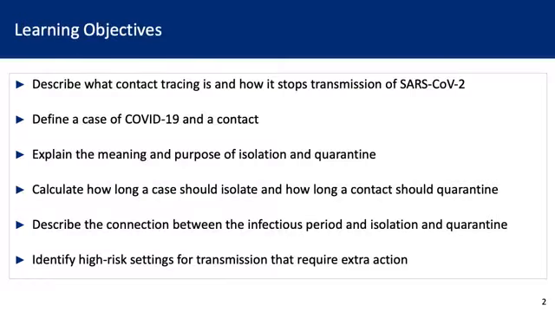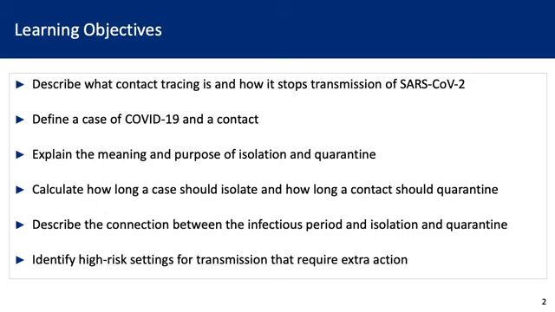Once you finish this lecture, you should be able to do a number of things, including describe what contact tracing is and how it can be used to stop transmission of SARS coronavirus 2. You should be able to define what we mean by a case of COVID-19 and also be able to define what a contact means. You should be able to explain the meaning and purpose of isolation and quarantine.